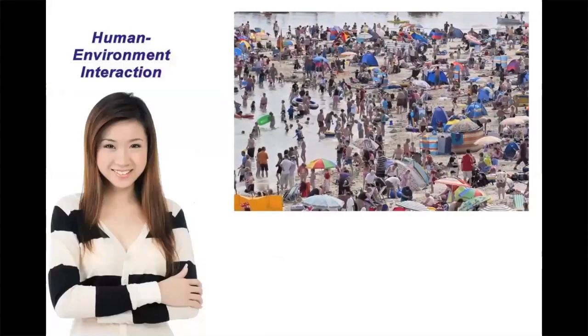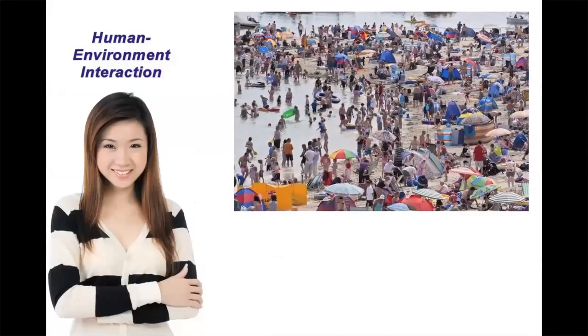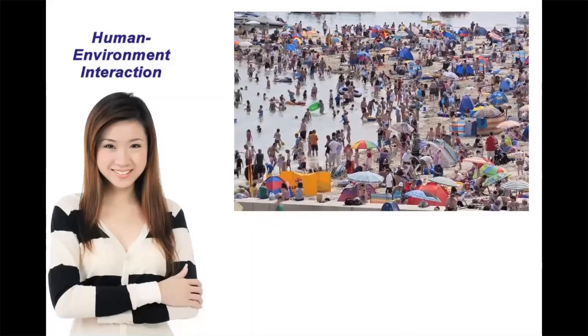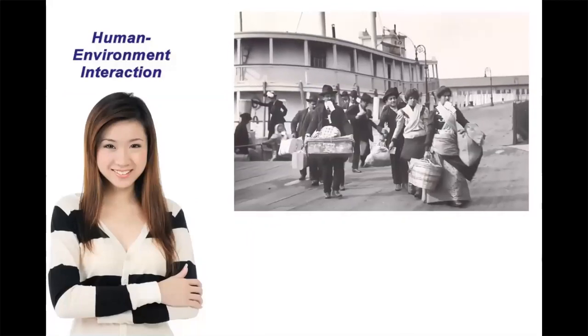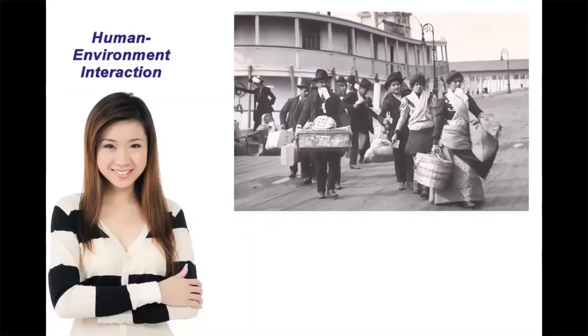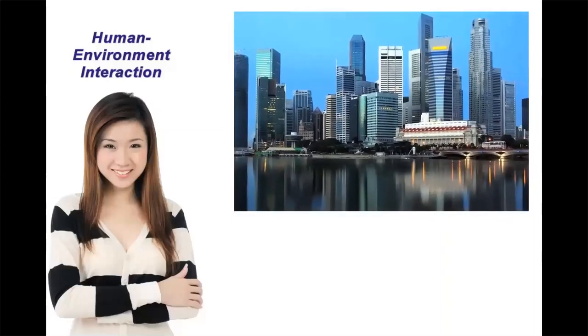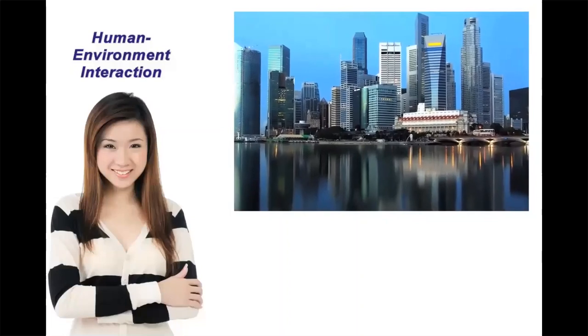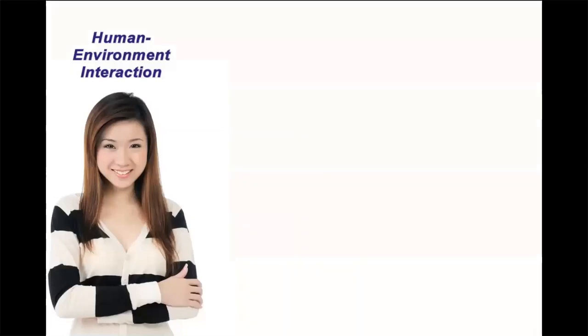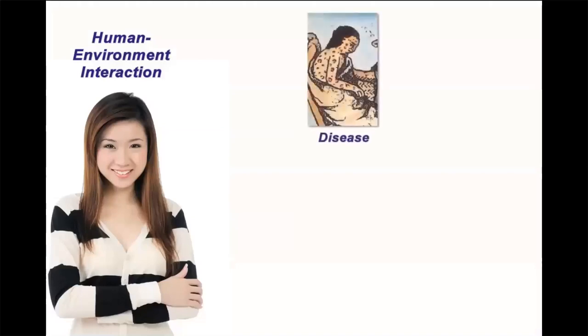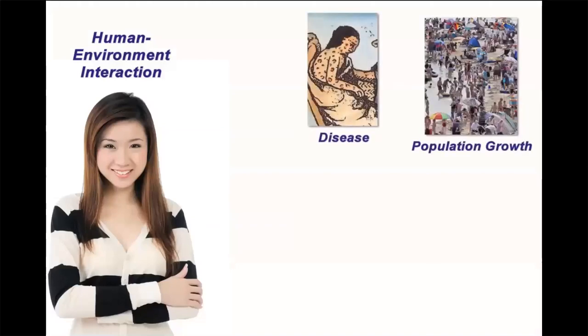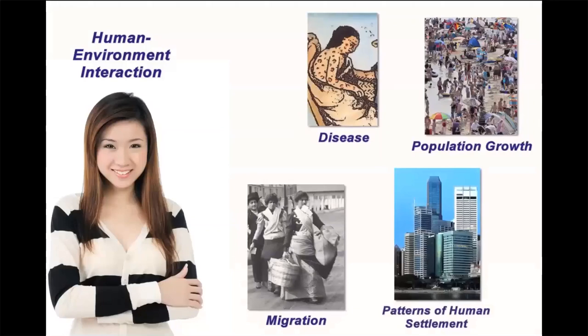People have to operate within the limits of the natural world, and this has helped shape their actions throughout history. The environment has affected how and where people live and how they support themselves. At the same time, human actions have also changed the environment in many ways. Interactions include disease, population growth, migration, and patterns of human settlement.